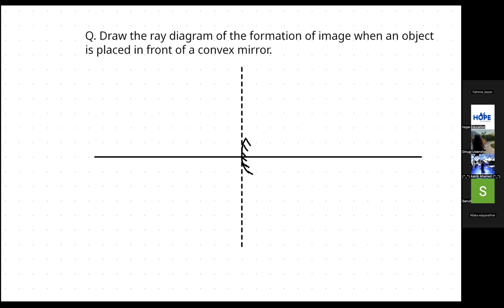In a convex mirror, are the focal point and the center of curvature found in front of the mirror or behind the mirror? Behind.